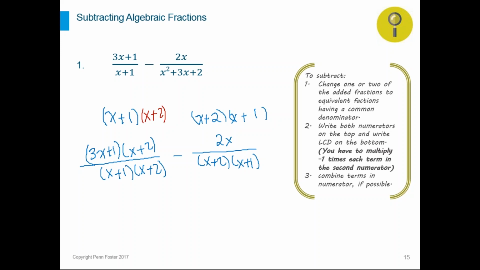So 3x times x will give you 3x squared. 3x times 2 will give you 6x. And then 1 times x will give you x. 1 times 2 will give you 2.